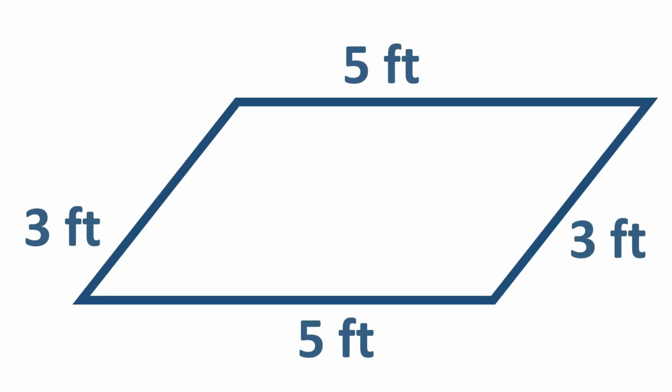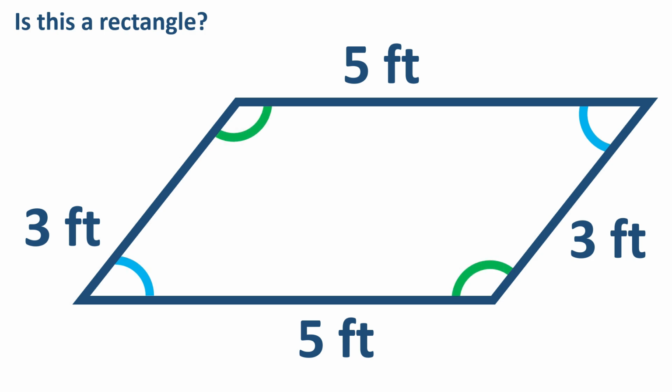Here's a quiz question. Is this shape a rectangle? This shape has 4 sides, and the sides that are next to each other are different lengths. But all of the angles are not 90 degrees. In fact, none of the angles are 90 degrees. The blue angles are only 45 degrees, and the green angles are 135 degrees. This shape is not a rectangle. We'll learn its name in a future video.